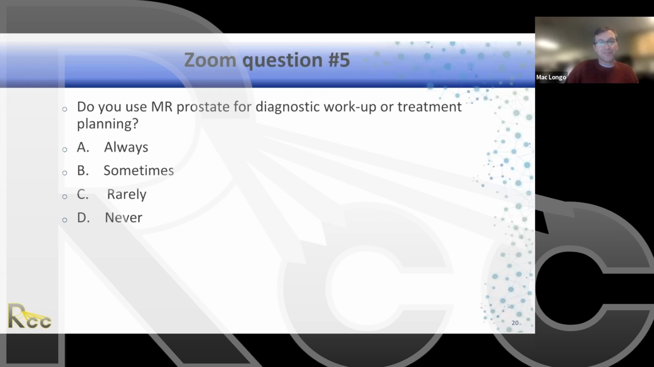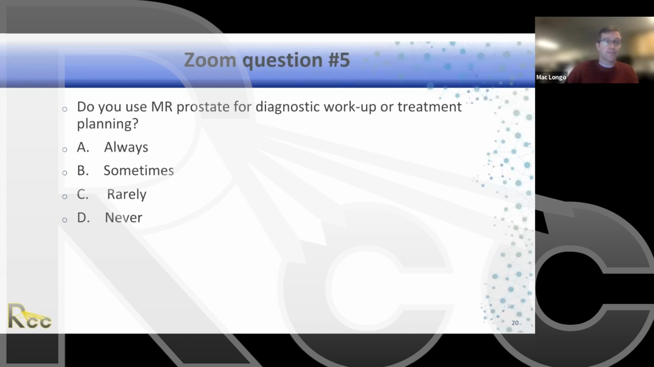Yeah, so it looks like almost 90% of the group here is using MR prostate either as part of the diagnostic workup or as part of treatment planning, which is fantastic. In full disclosure, I obtain a CT MRI simulation on every prostate cancer patient that is able to have an MRI scan. So it has become a standard part of my practice. But this has evolved over the past, I'd say, 6 or 7 years.